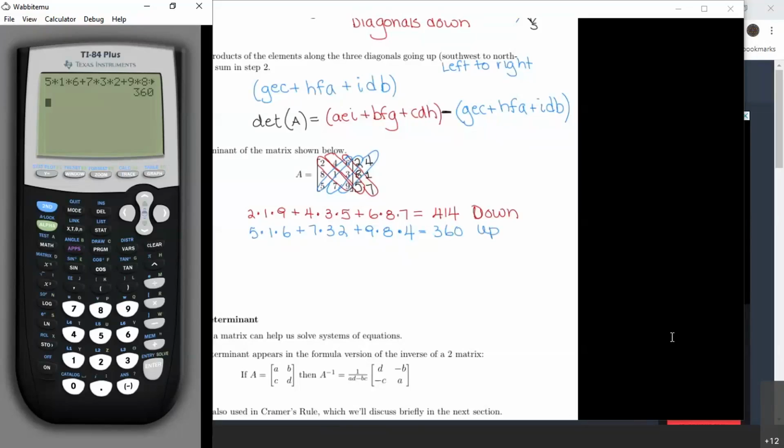Basically the pattern for the determinant of A is down minus up, right? I guess I should switch to a black pen here. Which is 414 minus 360. And again, in this case, that's real quick.